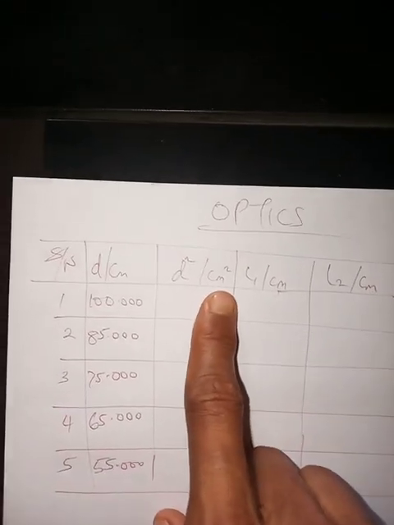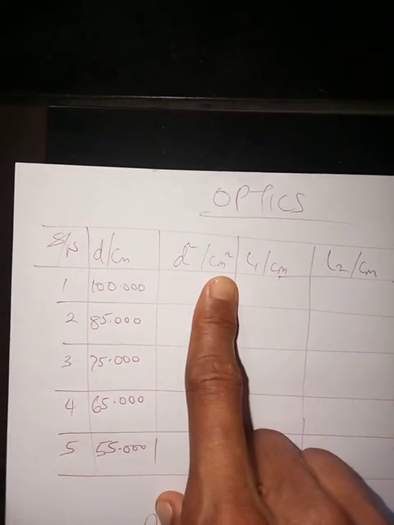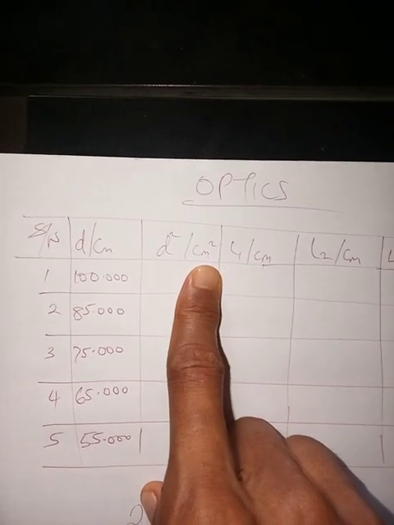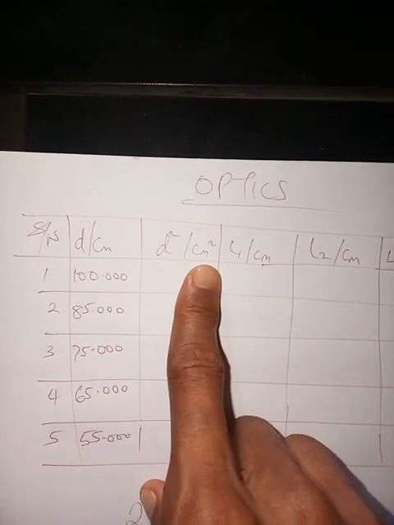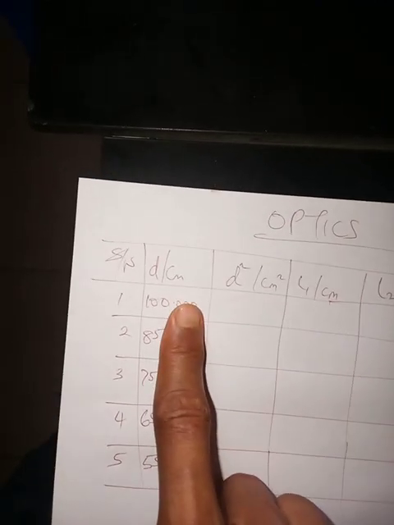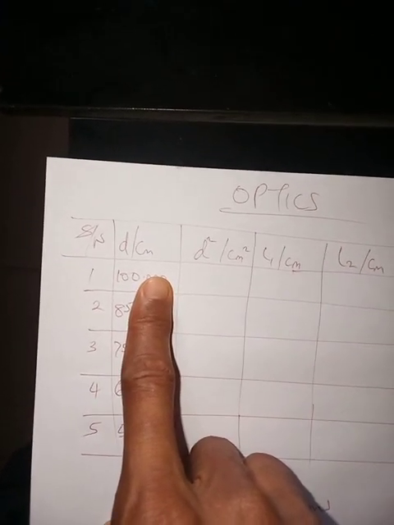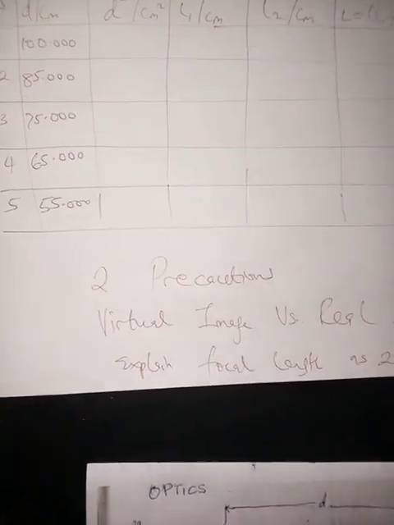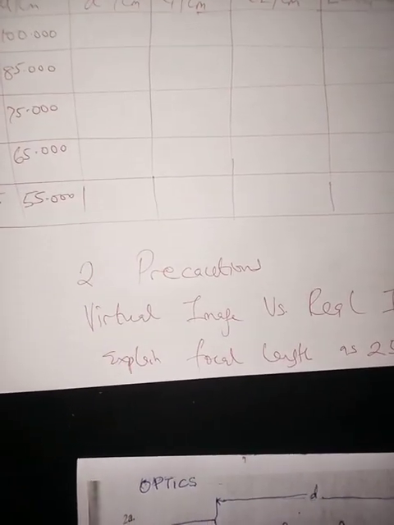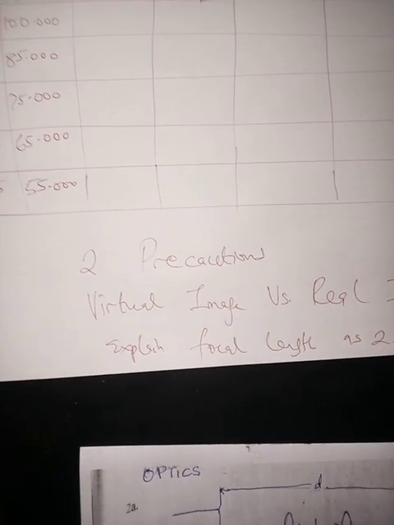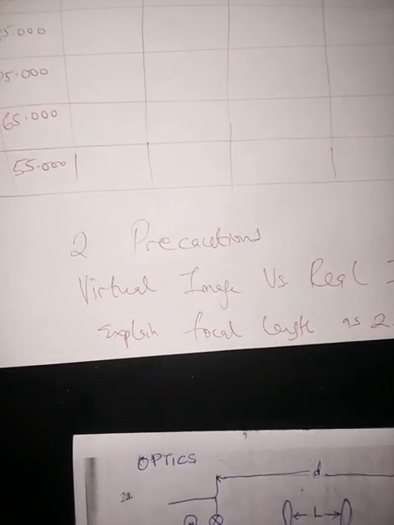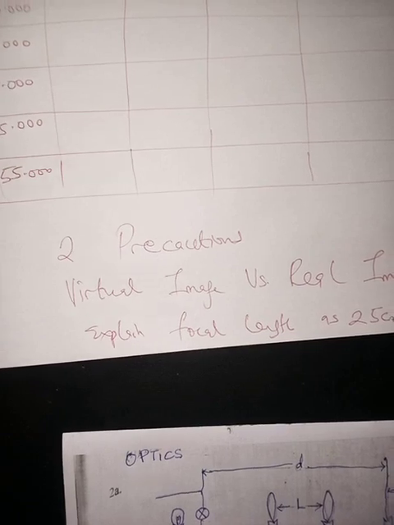Then d is the distance between the screen and the object. The object here is the ray box. Then these are the distances separating the ray box, that is the object, and the screen where the image is formed. So we'll be stating two precautions. I avoided error due to parallax while taking readings from the meter rule.